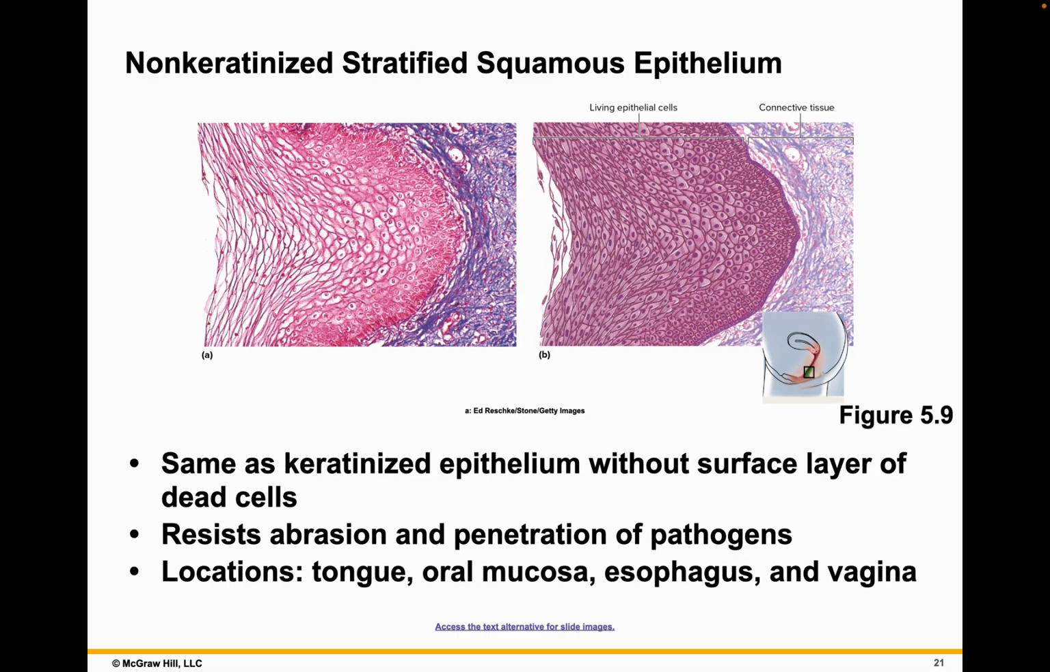Well, the non-keratinized has the same epithelium, but not the layer of dead cells. They're still good at resisting abrasion and pathogens entering. Find them in our tongue, our oral mucosa, esophagus, and vagina.